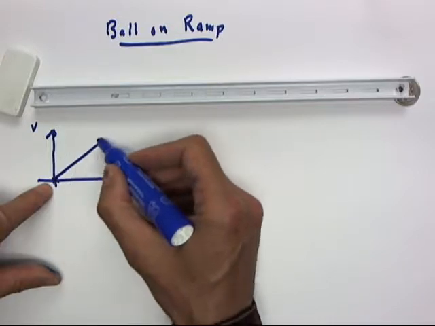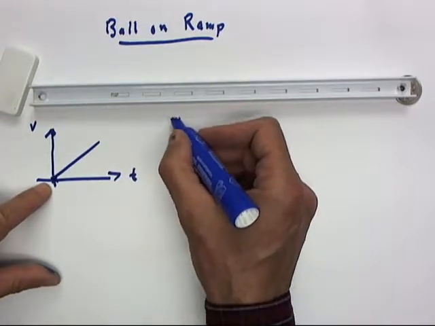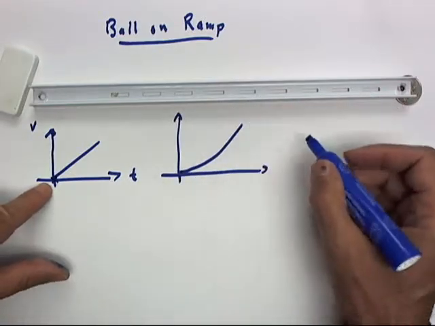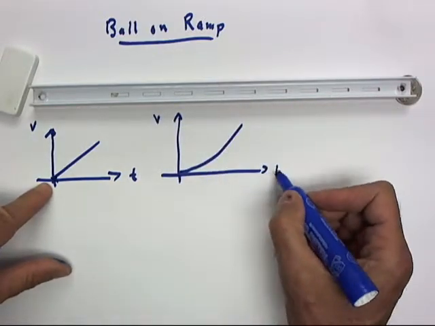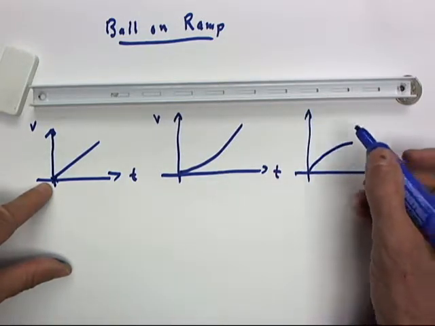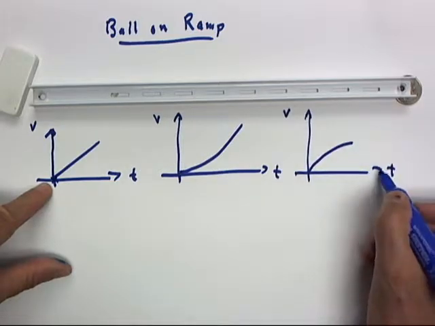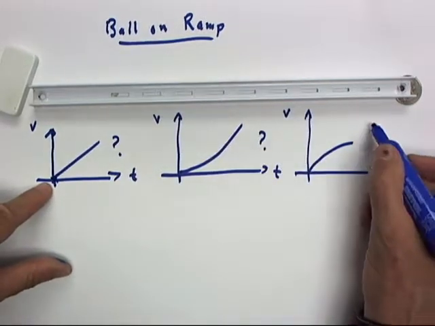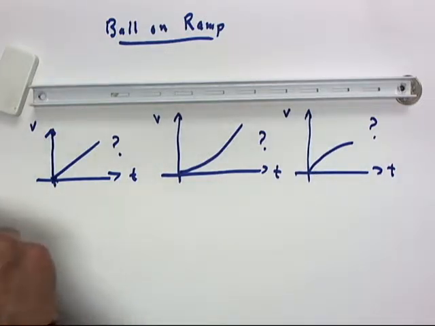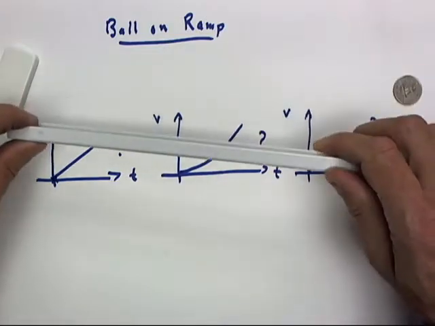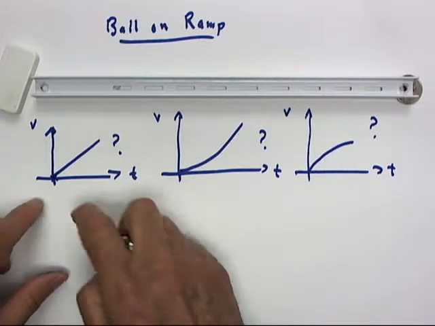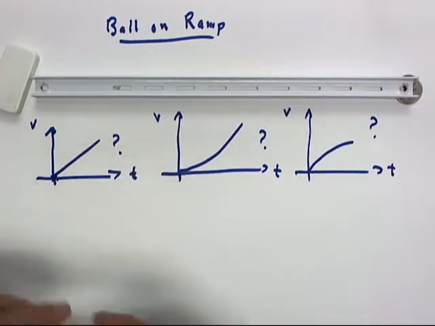So does the velocity increase along a straight line? Does it perhaps increase at an increasing rate along a curved line? Does it possibly increase at a decreasing rate? So we don't know which of these is the case. Although if we look into the physics, we're going to predict that if this ramp is indeed straight, then the velocity should increase linearly with time.